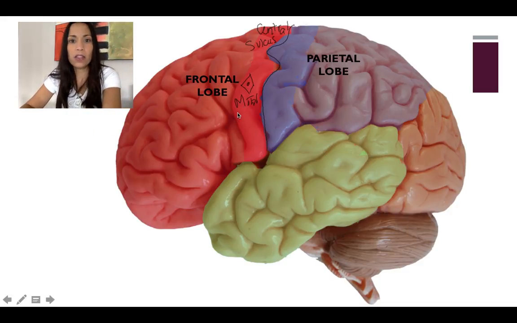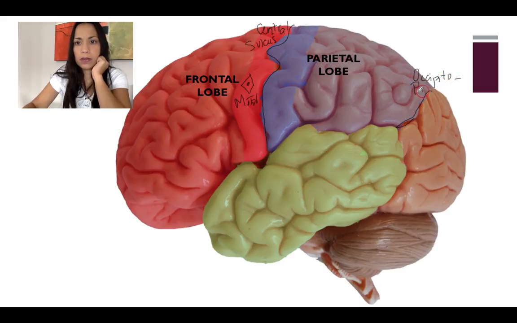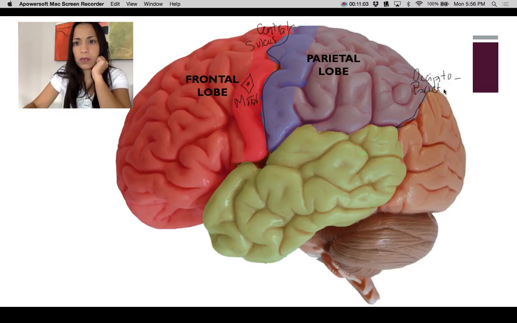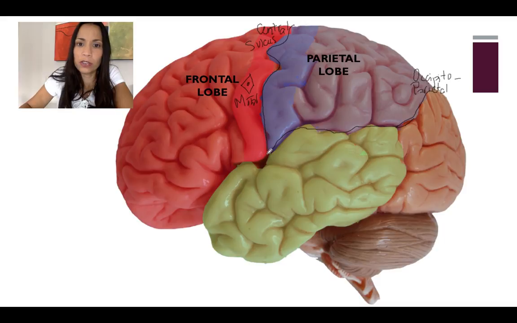Now, the next lobe is the parietal lobe. The boundaries of this lobe are anteriorly the central sulcus, posteriorly the parietal occipital sulcus, and inferiorly the lateral sulcus. So this is the parietal lobe, and what it deals with.